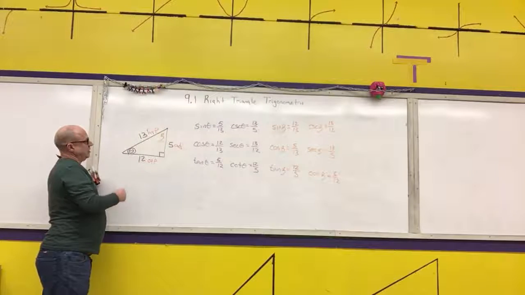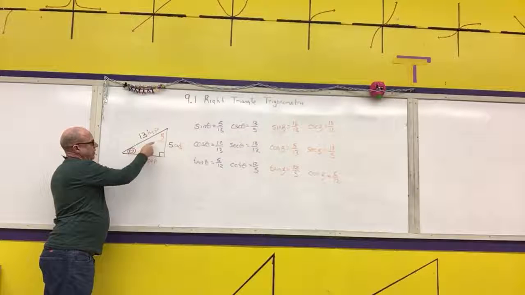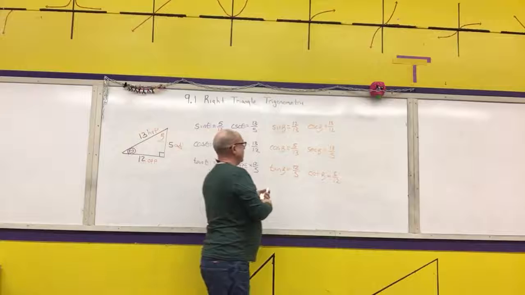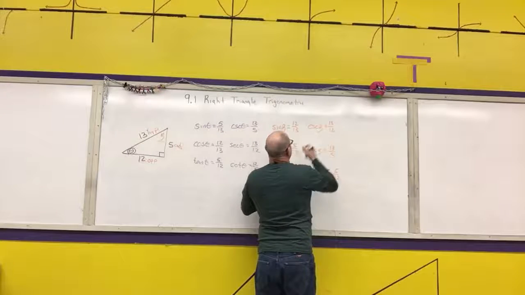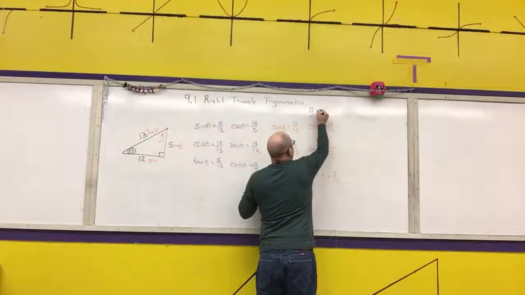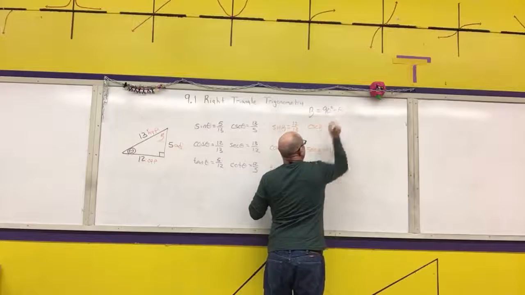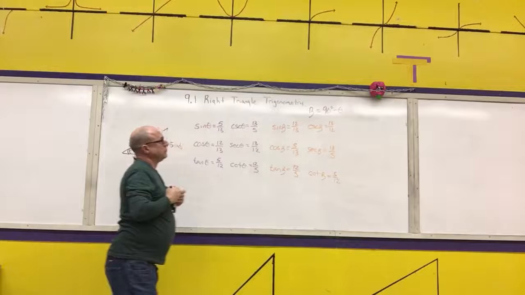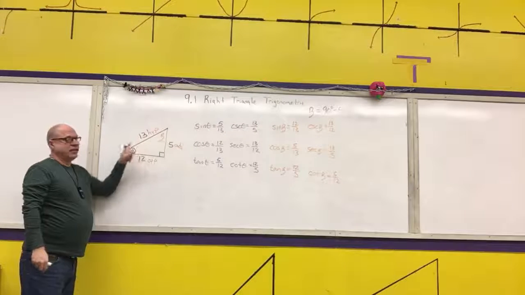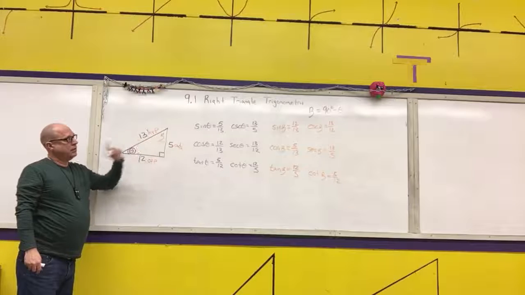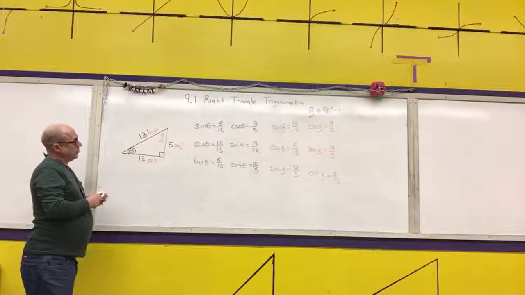So let's just look at this. What is the relationship between theta and beta? Well, I know that beta is equal to 90 degrees minus theta. So beta is 90 degrees minus theta because both of these have to add up to 90 degrees. And let's look at the relationship here.